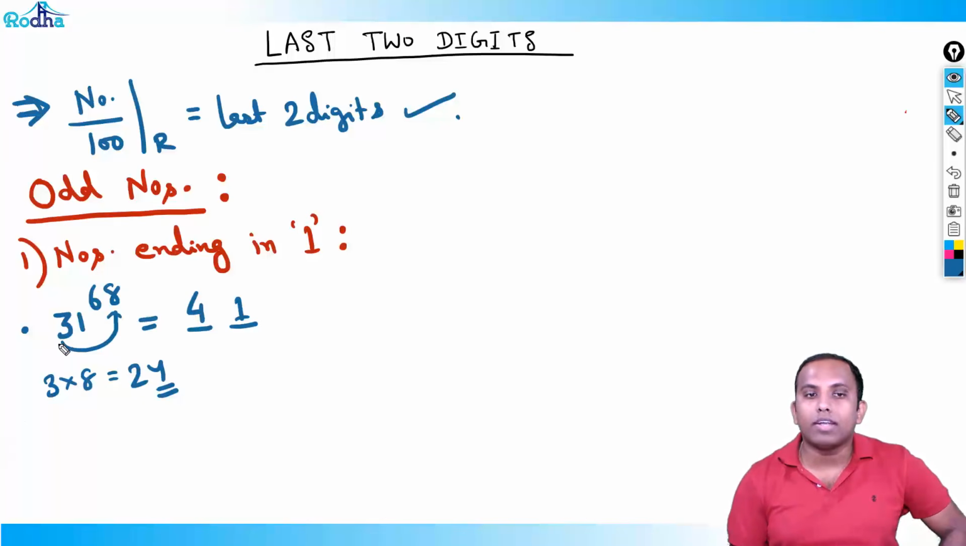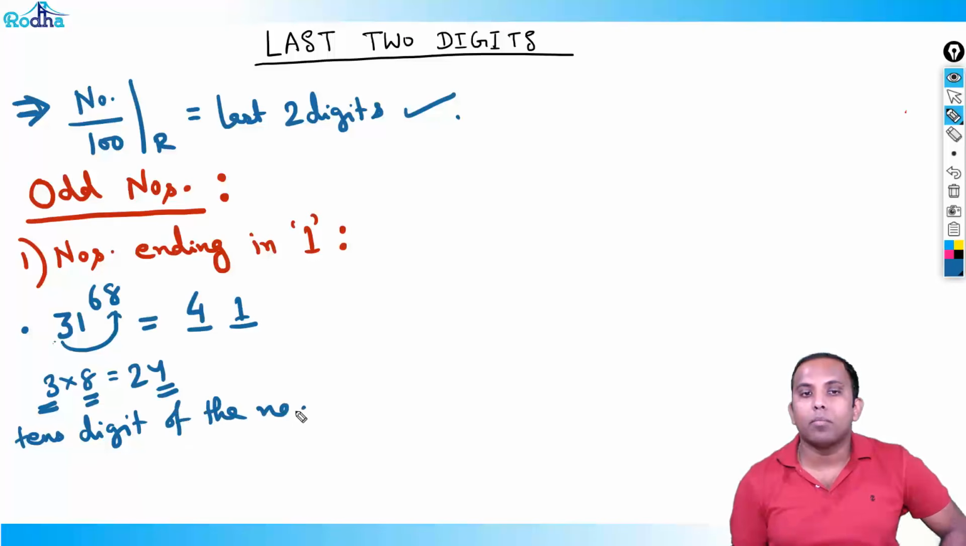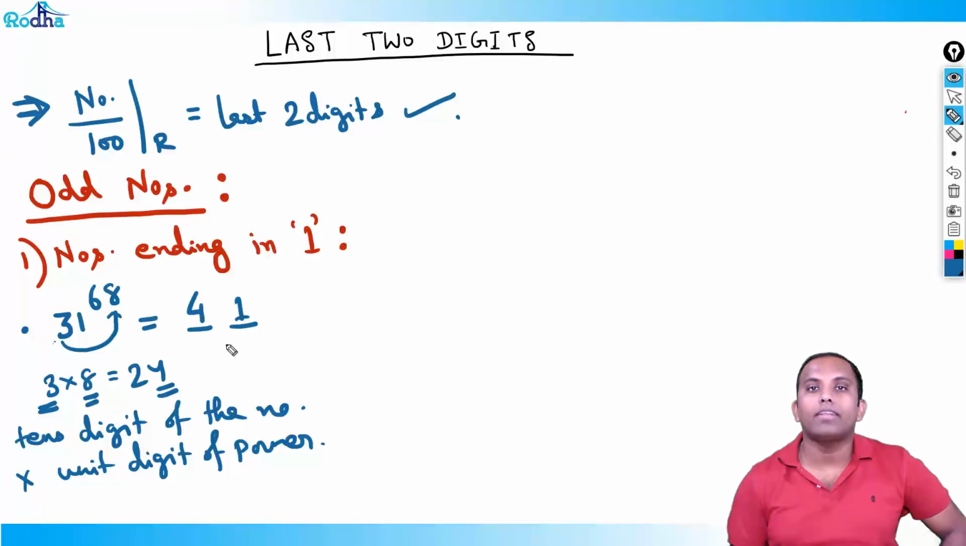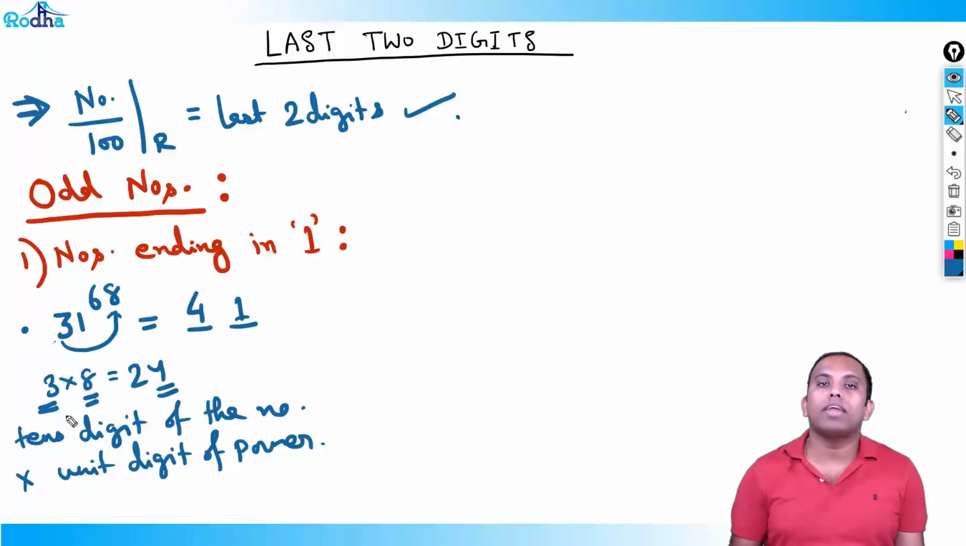So the rule is: the tens digit of the number multiplied by the unit digit of the power, and take the unit digit. Suppose it is 24, so 4 you take, and 41 is the answer. This is self-explanatory actually.